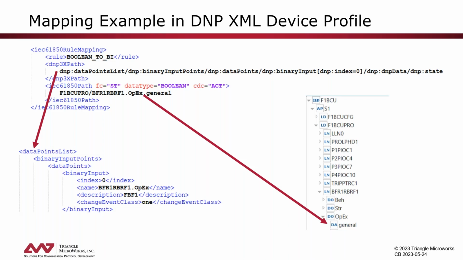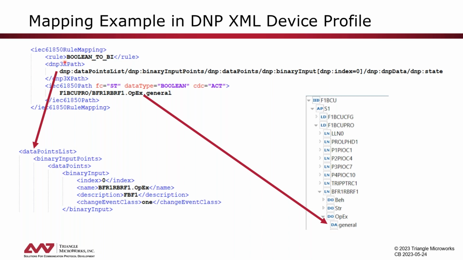So in order to have an easier view, I created a screenshot that summarizes what we have seen. Basically, as we mentioned, the DNP XML file will define all the DNP points. An example: the binary input points. It will define each binary input with an index, and we can give a name and description. The key is also that we have the change event class.